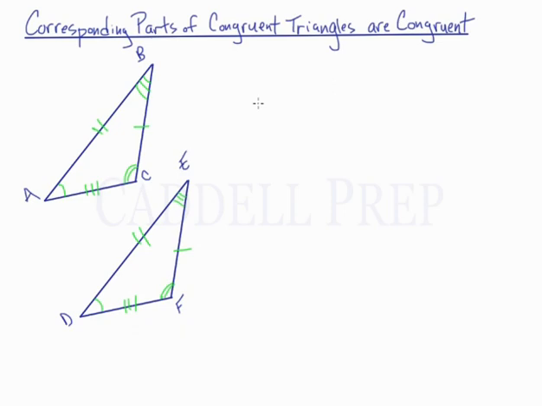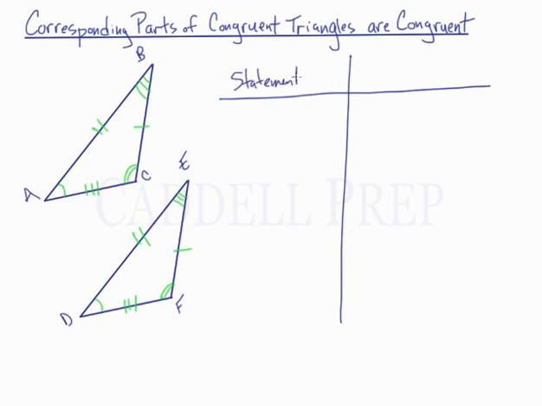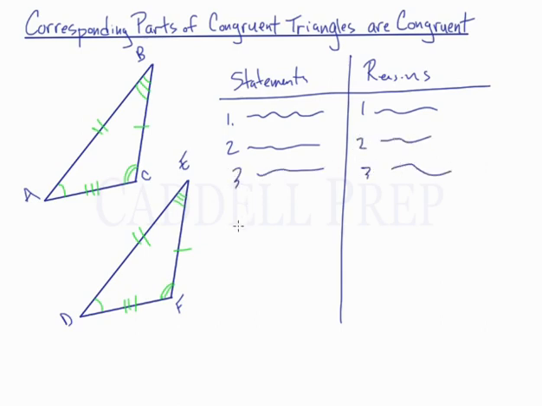So when we're writing proofs, we're going to have our statement and reason chart. So we're going to have a whole bunch of information. Then maybe step 7, we might have that triangle ABC is congruent to triangle DEF.